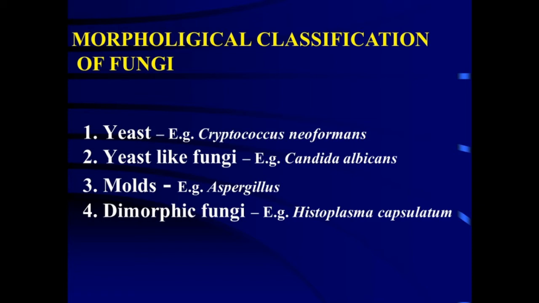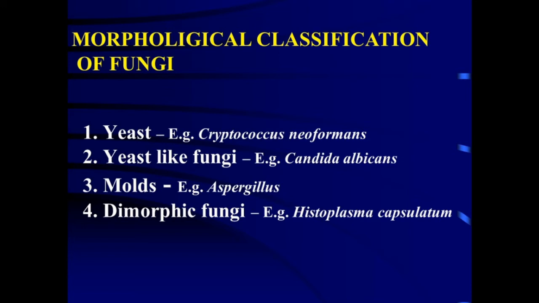Next is molds. Molds are multicellular organisms. They have intertwined branching filaments. Every single filament is called a hypha. The hyphae may be either septate or non-septate, which we call aseptate. Septate means these hyphae have cross walls, and non-septate means they do not have cross walls.